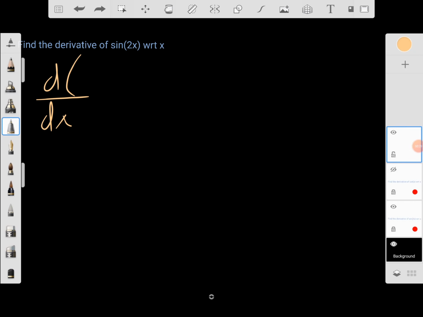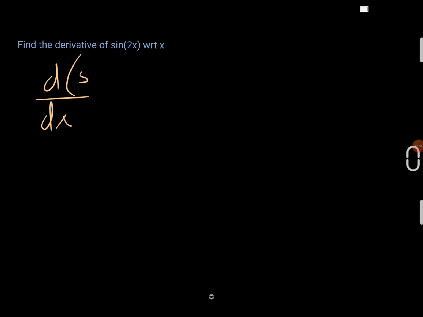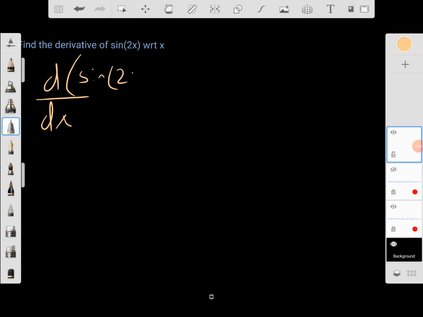So students, in this video we will do some examples, or two questions basically. This is the first question. Find the derivative of sine of 2x with respect to x. That is, find d by dx of sine of 2x. I made the mistake of writing a capital S, it is a small s, sine of 2x, not x sine of 2x.